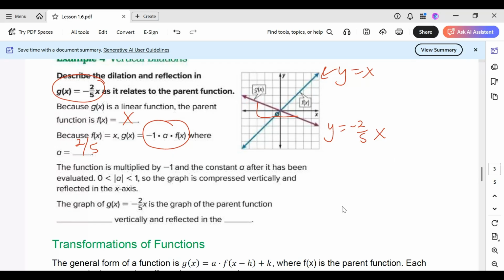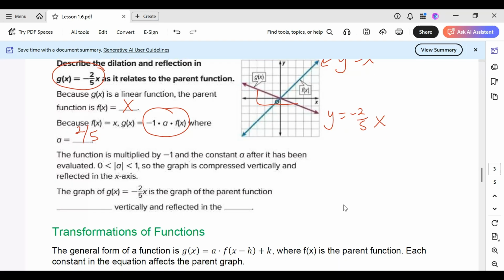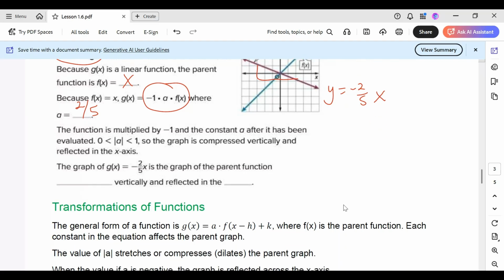The function is multiplied by negative 1 and the constant a after it has been evaluated, with the absolute value of a less than 1. So the graph is compressed vertically and reflected in the x-axis. So the graph of g of x equal to negative 2/5 x is the graph of the parent function compressed vertically and reflected in the x-axis.